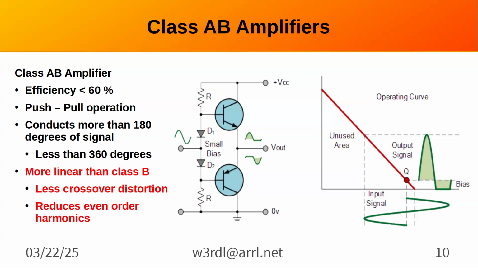It's not supposed to be zero yet. And you call that crossover distortion. Yeah. And that can create some of the harmonics. So how does the diode fix that?